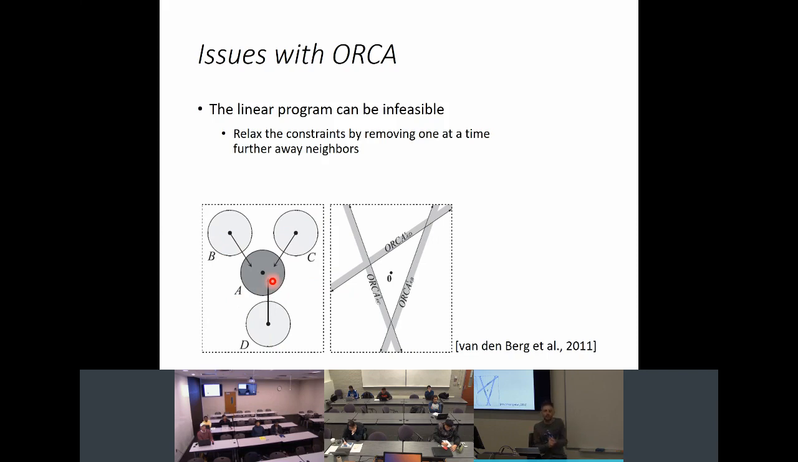And if that solves the problem, that's good. If not, I'm going to keep doing that. I'm going to keep removing the furthest away neighbors from the set of neighbors that impose constraints on me. That's the idea. So I'm relaxing the constraints, relaxing the number of neighbors that I want to avoid collisions with. Does it make sense?